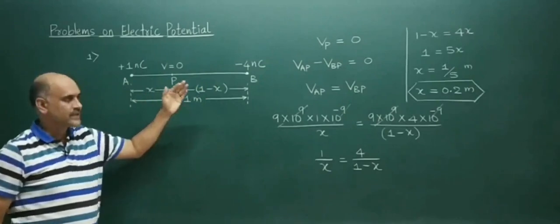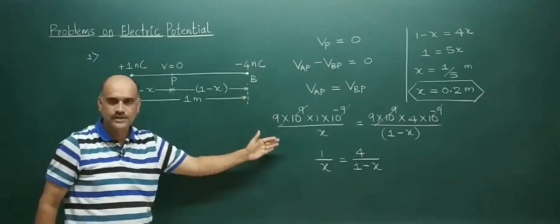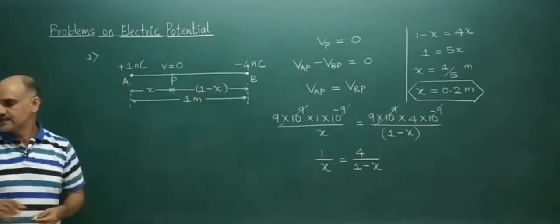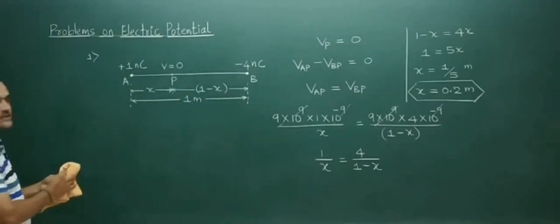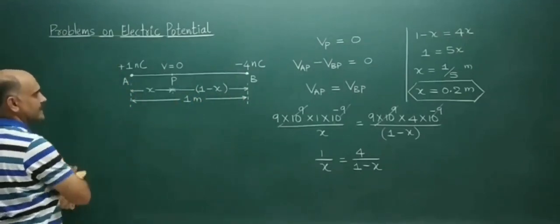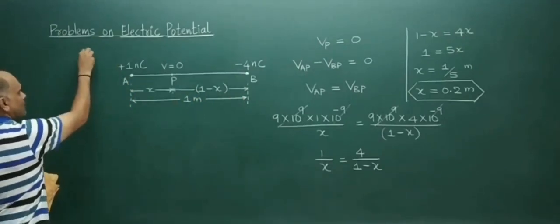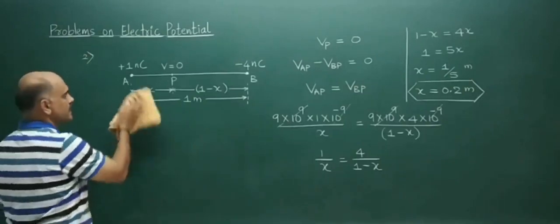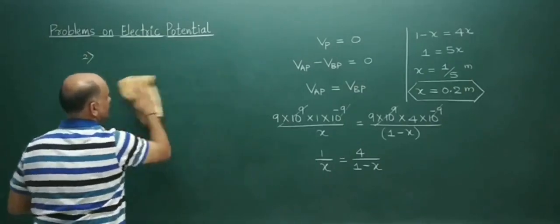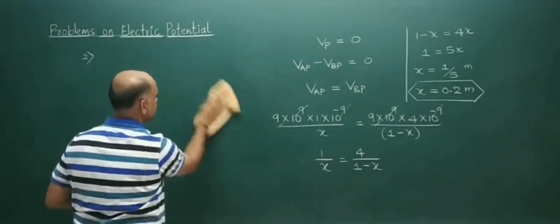Clear, students? You can pause, note down the steps. Then we will go for the second case. So now, in the second case, you will have point P outside the two charges.